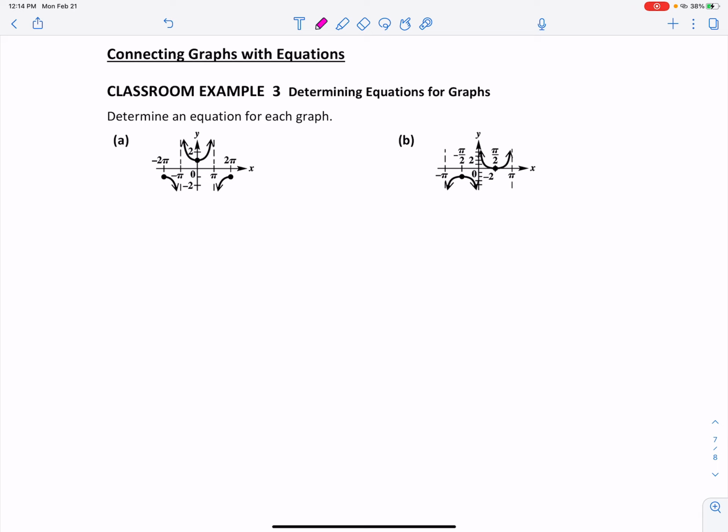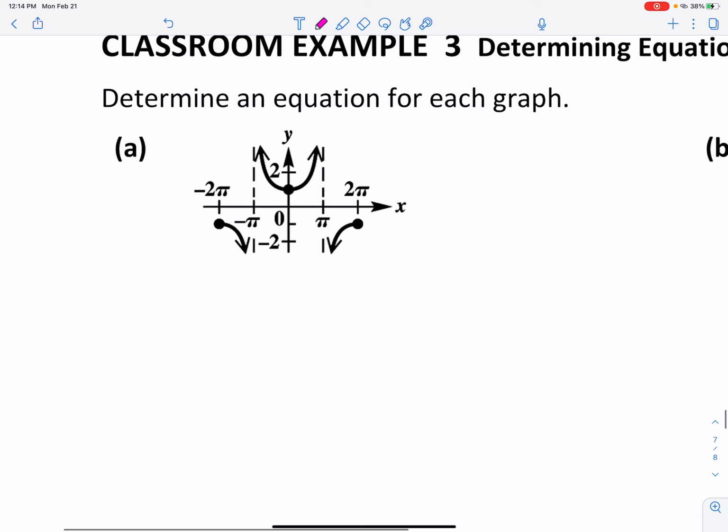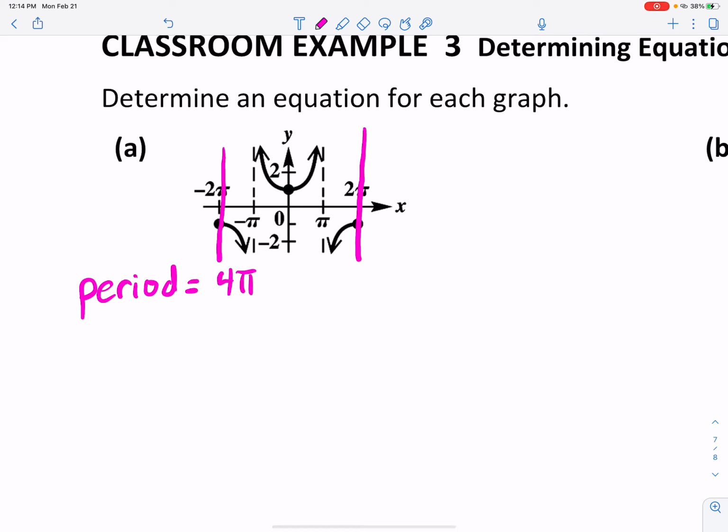All right, I have this equation. Let me zoom in here. The first thing I do is determine my period. It's kind of what I do graphing-wise as well. So what is the period? When does it start repeating? Well, it starts here, right? And then it catches up with itself right there, across the whole thing. So how big is that? 4 pi.